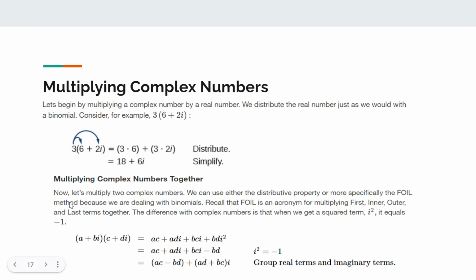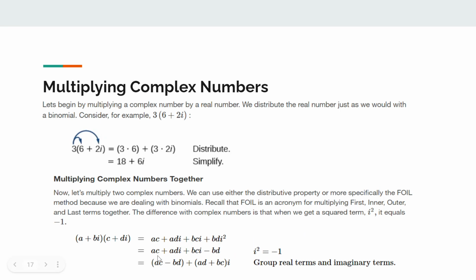So let's look at this example. a plus bi, whole thing, times c plus di. Again, we'll do the FOIL method: a times c, a times di, bi times c, bi times di. So we got ac plus ad times i plus bc times i minus bd. Notice that the plus sign turns into a negative sign and the i squared cancels out, since i squared is equal to negative 1. So that's how it turns into this one.